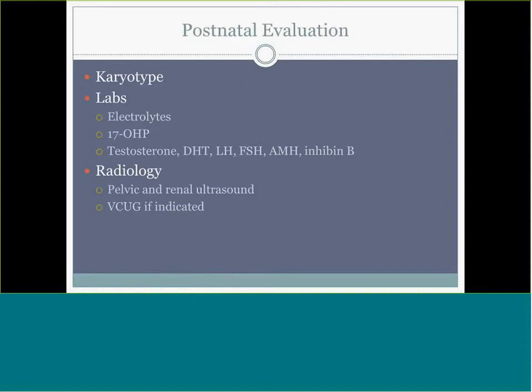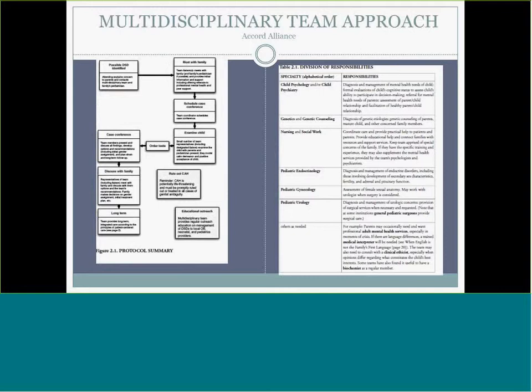And then there's tons of cases where we don't know what they have, and that's why DSD-TRN was started. So after they're born, we do the karyotype, we do electrolytes, 17-OHP, and then we do testosterone and dihydrotestosterone. It's important to do it right after birth because that's when you have that mini-puberty, so you're able to see if the testosterone is elevated, if there's a testosterone to dihydrotestosterone ratio that's elevated, LH, FSH, AMH, and inhibin. And the ultrasound is really, really important.